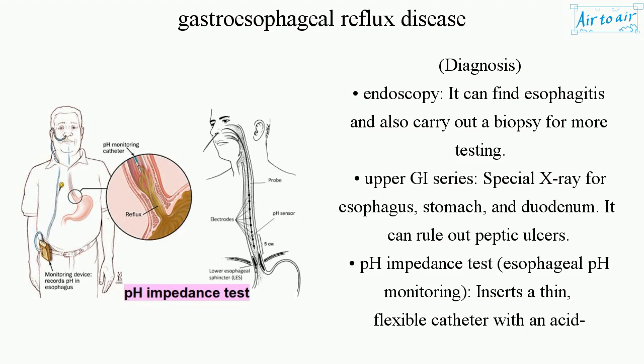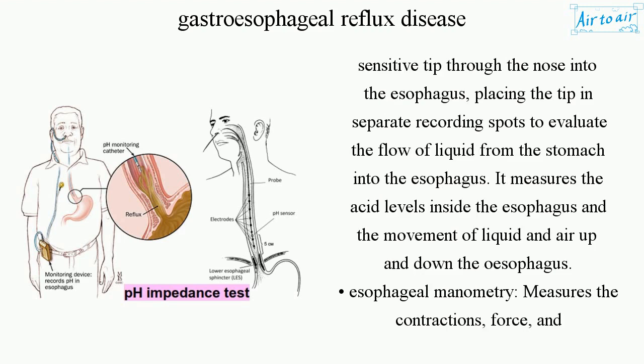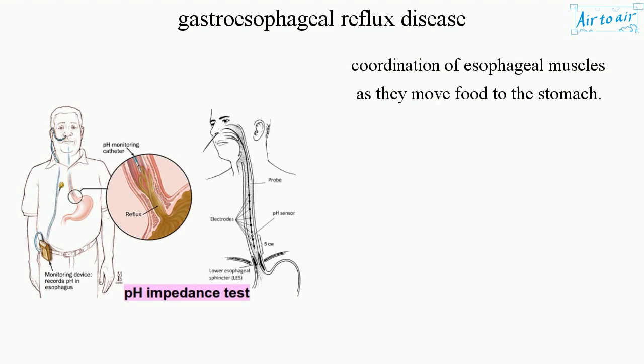pH impedance test, esophageal pH monitoring, inserts a thin, flexible catheter with an acid-sensitive tip through the nose into the esophagus, placing the tip in separate recording spots to evaluate the flow of liquid from the stomach into the esophagus. It measures the acid levels inside the esophagus and the movement of liquid and air up and down the esophagus. Esophageal manometry measures the contractions, force, and coordination of esophageal muscles as they move food to the stomach.